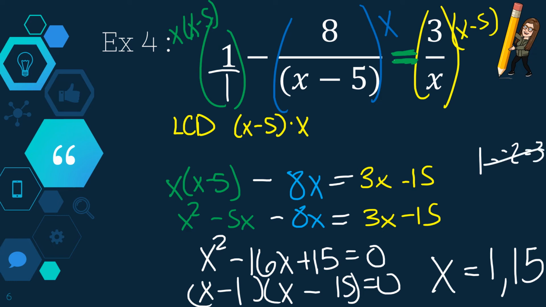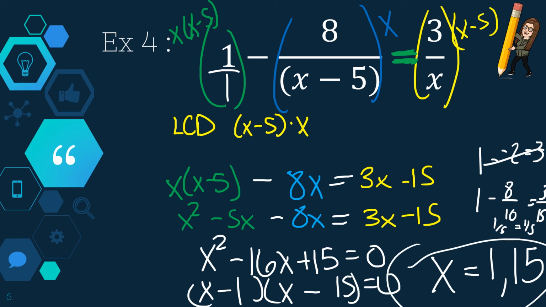Yep, check. 1 minus, this would be 8 over 10 equals 3 over 15. Let's see, 1 minus 8 tenths would be 2 tenths, which would be 1/5 equals 1/5. Perfect. Again, use a calculator. You could make sure the decimals are the same to prove it, but I am confident in my solutions.